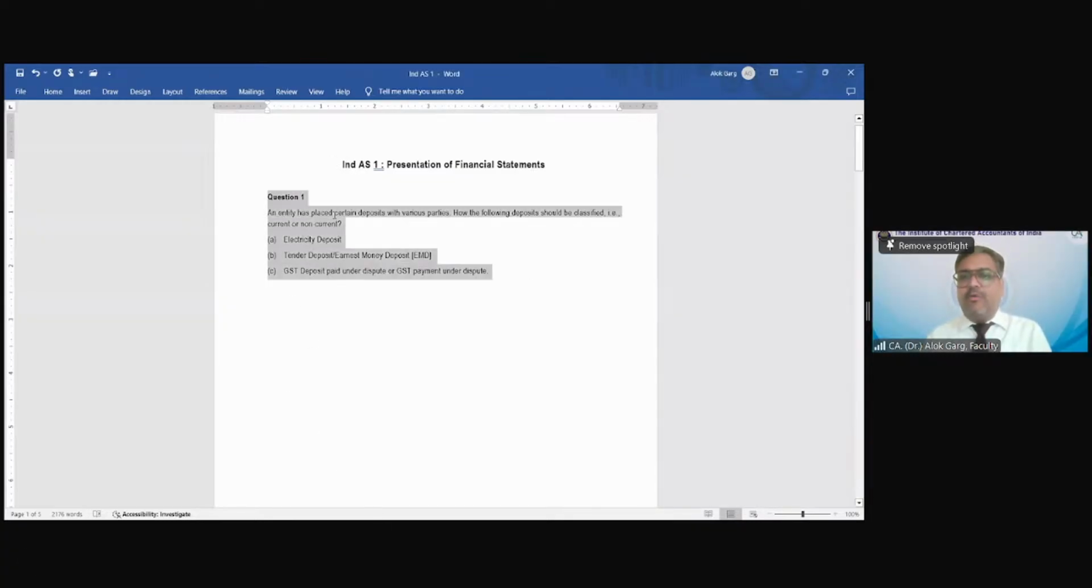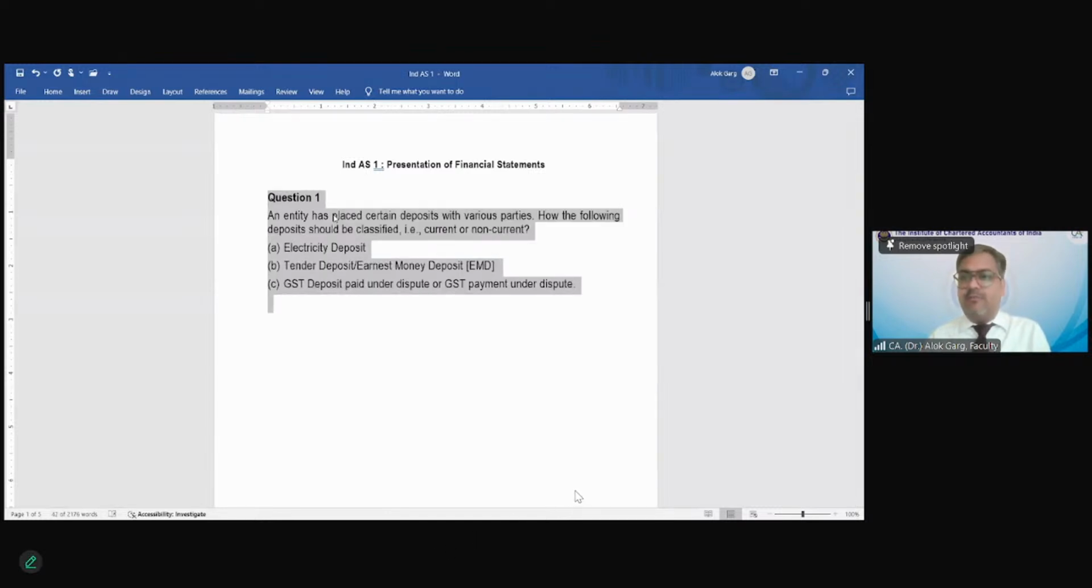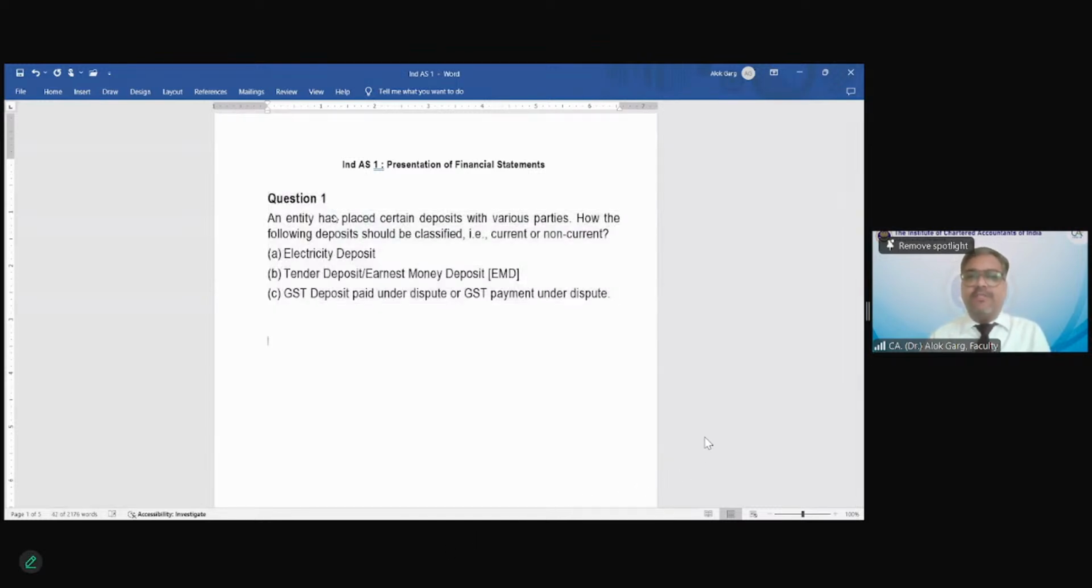Question number 1. As I told you, in the balance sheet, Ind AS 1 prescribes what is current and what is non-current. The first question is, an entity has placed certain deposits with various parties. How should the following deposits be classified, current or non-current? Question A, electricity deposit. The company has placed an electricity deposit with the DISCOM, which is the electricity board, right? Should this electricity deposit be classified as a current asset or non-current asset in the books of the company? Any answer?